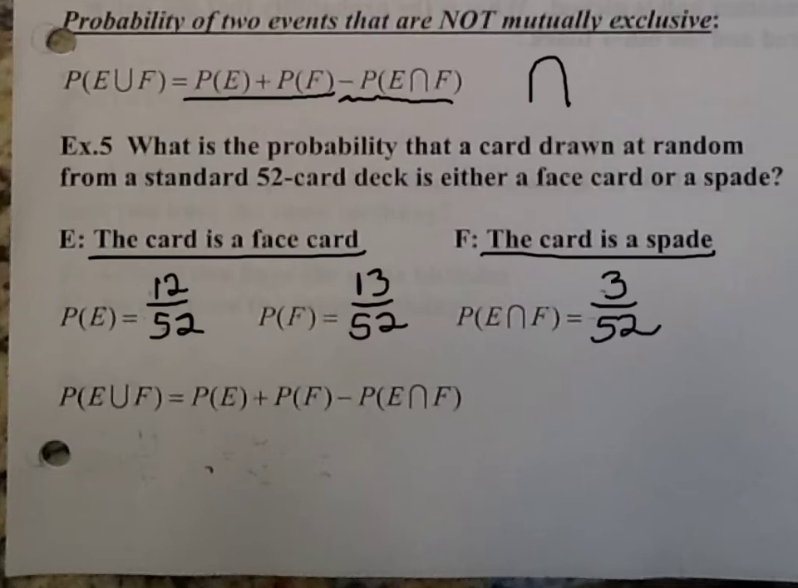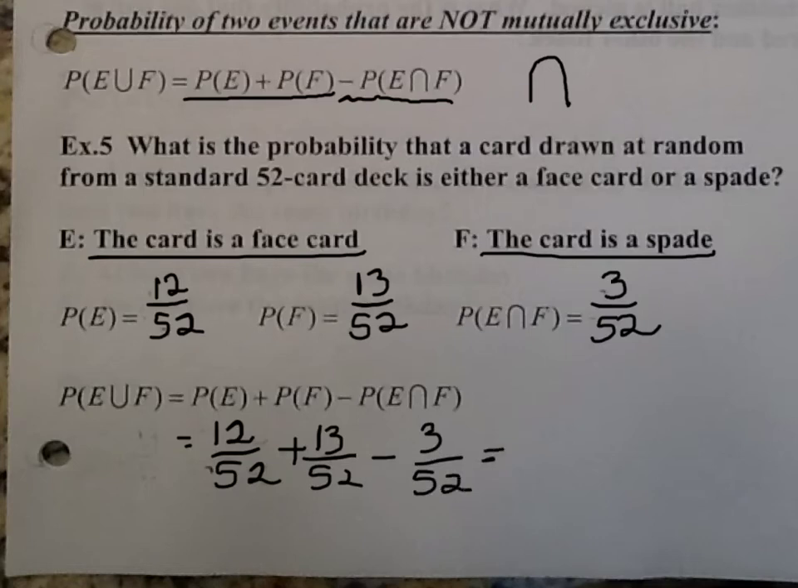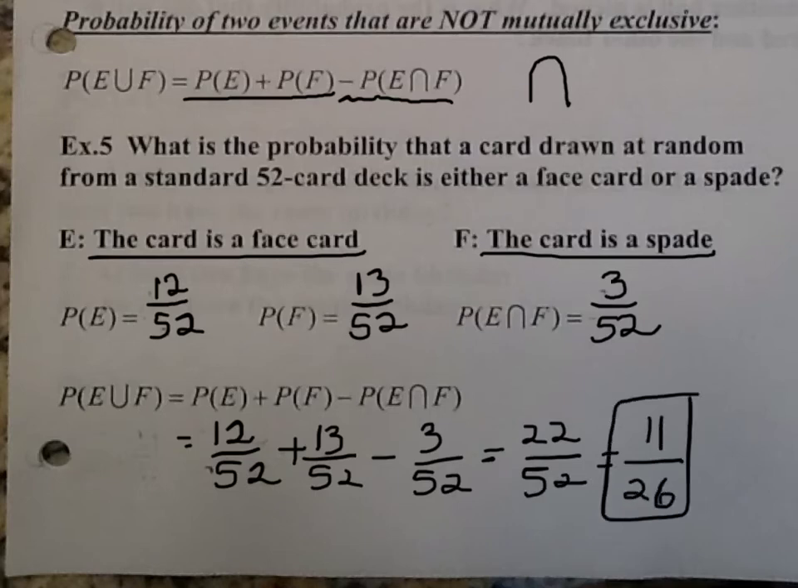Okay, so then if I follow the formula, I do the OR part of the statement first, so face card plus spade. And then I subtract out the intersection, the face cards that are spades. Okay, and if I do all that, I get 22 out of 52. And then once again, reduce: 11 out of 26. So those are when they are not mutually exclusive.